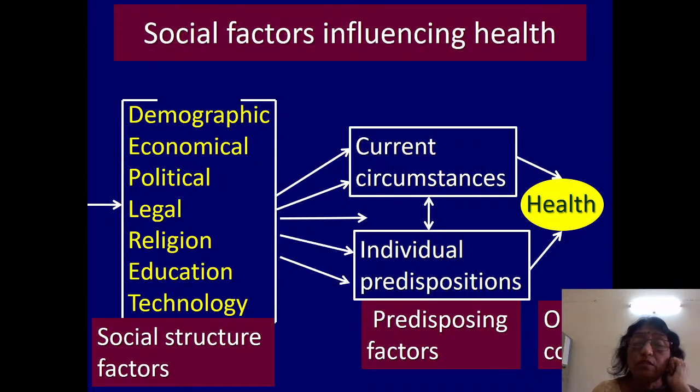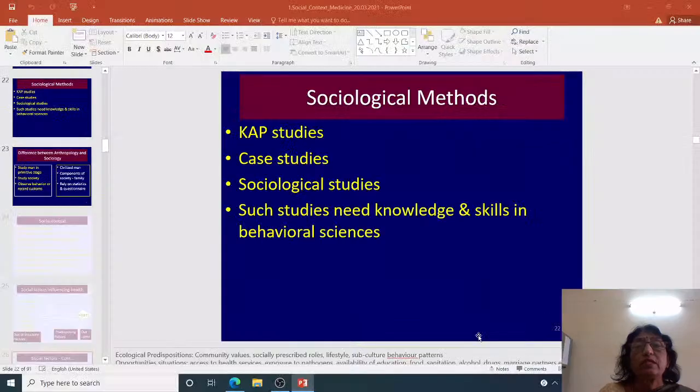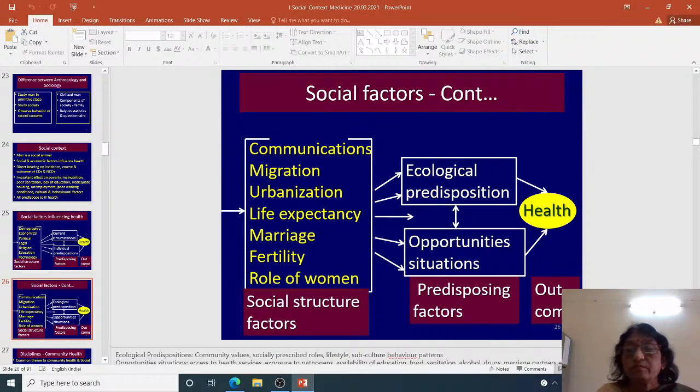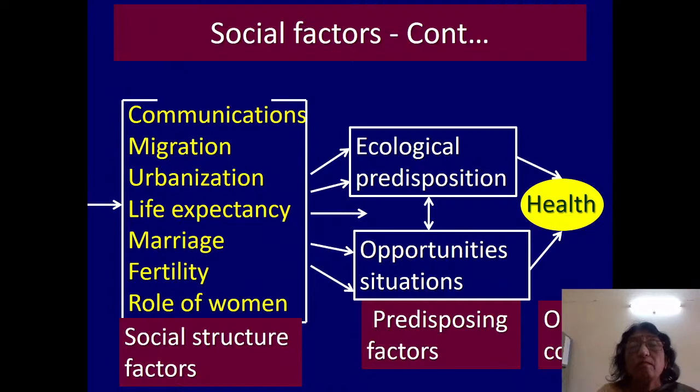Individual predispositions. So these two are very important, which are called the predisposing factors, and the outcome is the health. Social factors. The social factors are communication, then the migration.